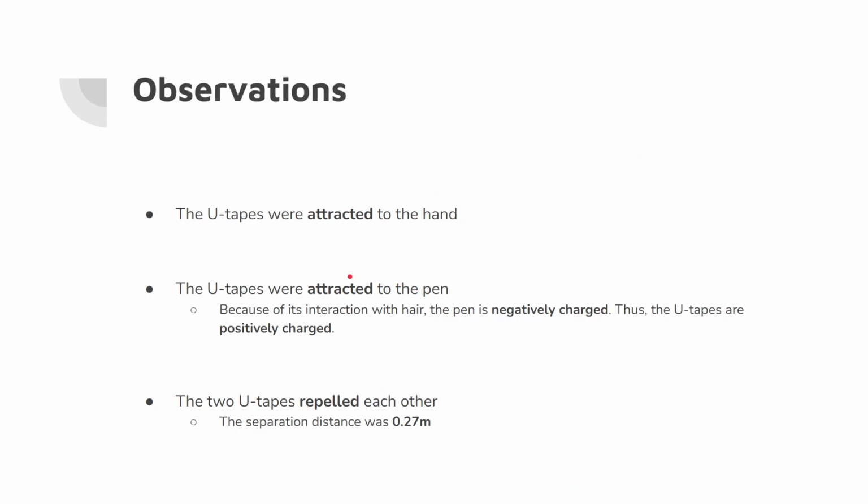Some observations we made here. The U-tape was attracted to the hand and the pen. The pen was rubbed through the hair. We know the pen is negatively charged, which means the U-tape is positively charged. And because the two repelled each other, we know the separation was due to them both being positively charged, and the separation distance was 0.27 meters.